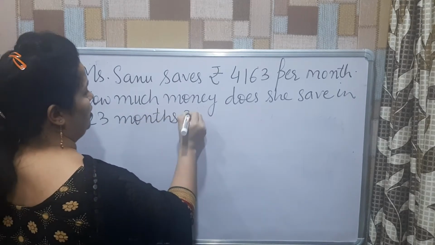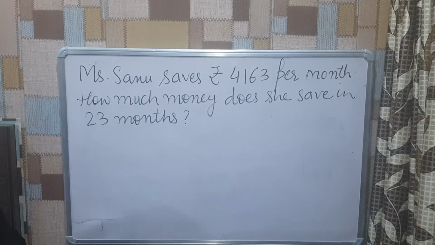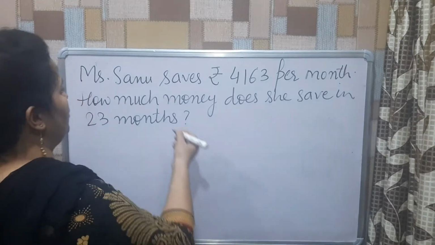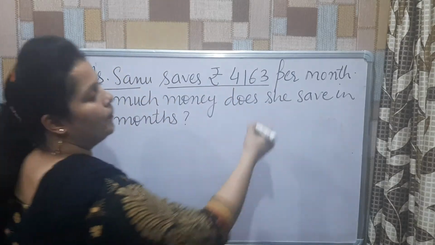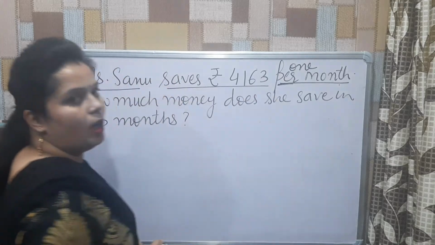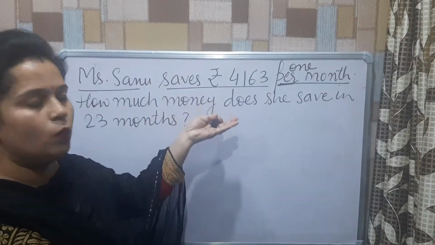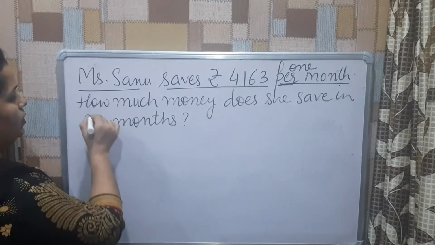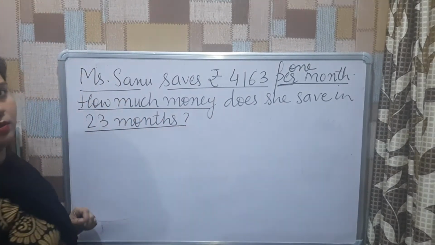This is the question. Children, first of all, you have to underline what information is given and what you have to find out. Here the information given is that Miss Sanu saves money per month. Per month means 1 month. How much amount is she saving in 1 month? Now, the question is how much money does she save in 23 months?